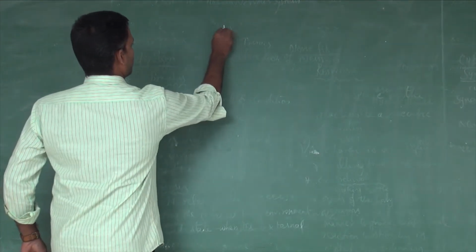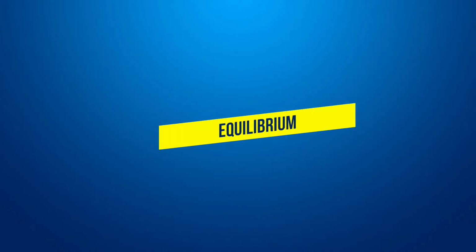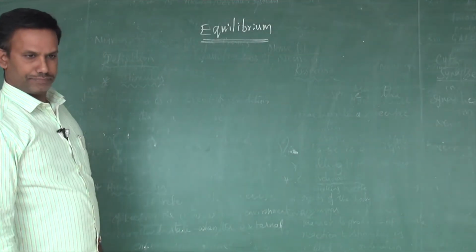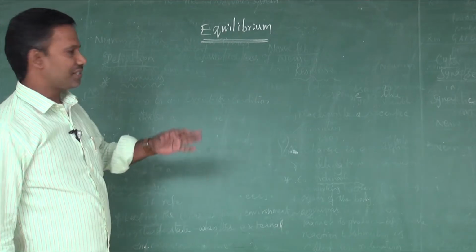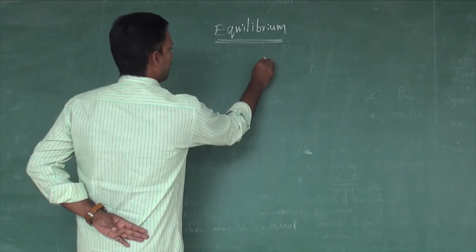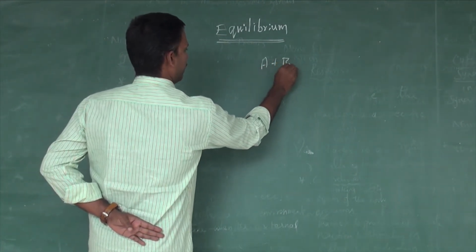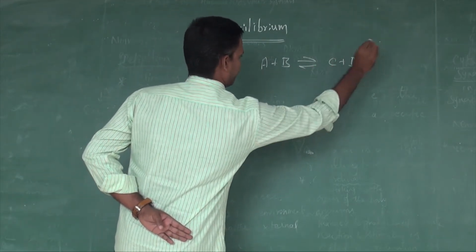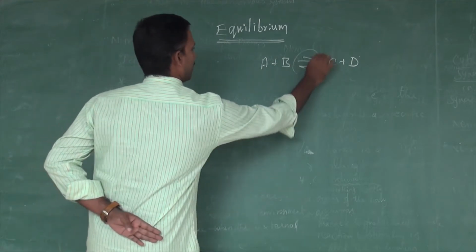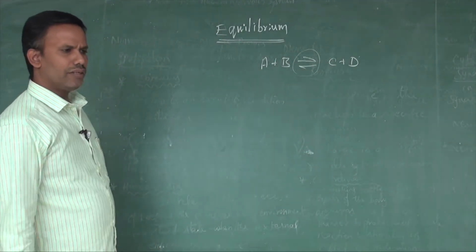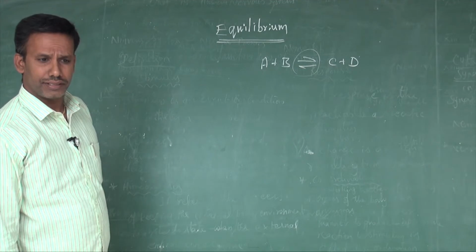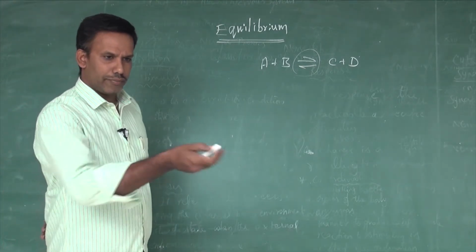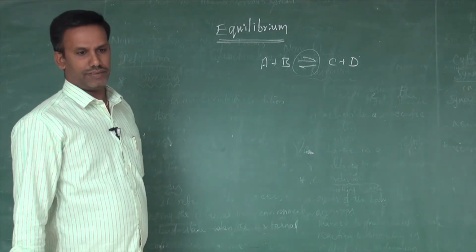First one we are going to see is equilibrium. What is called equilibrium? It is a chemical balancing. Consider a reaction A plus B gives C plus D. This is a reversible reaction first of all. What do you mean by a reversible reaction? The reaction can go in the forward and backward direction. That is called a reversible reaction.